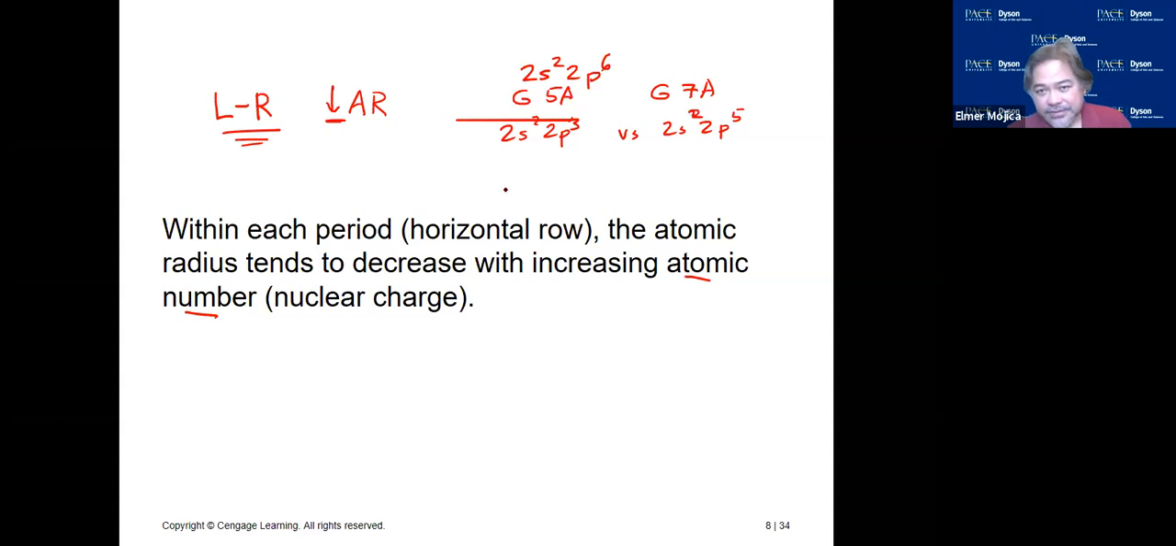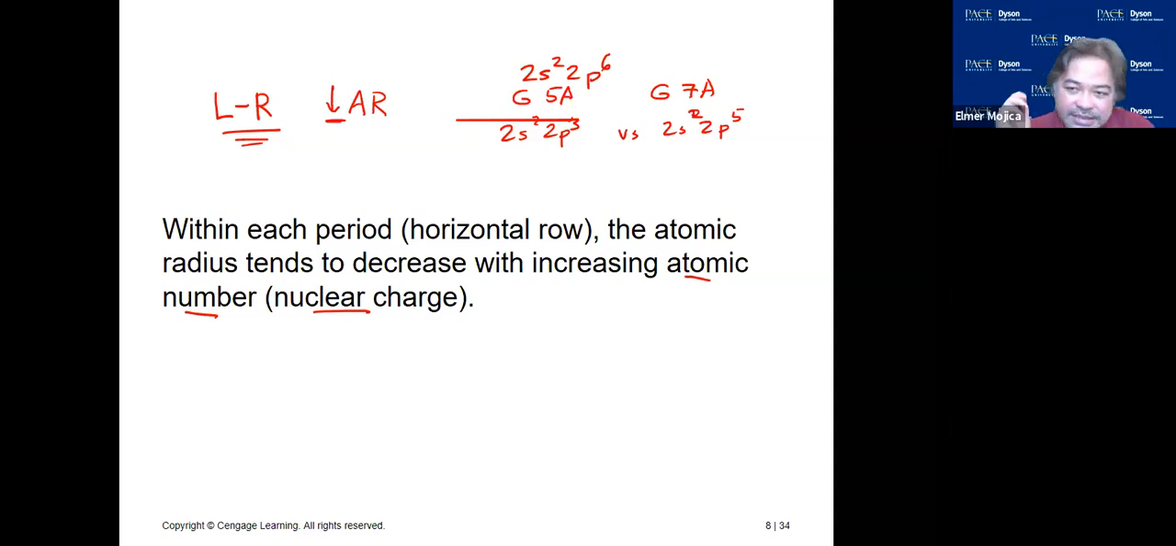Okay, so the main reason why there's a decrease is the nuclear charge. So if the nuclear charge increases, you also increase your number of electrons. Positive, negative, higher positive, higher negative, there's more attraction, leading to a decrease in the atomic size. Okay?